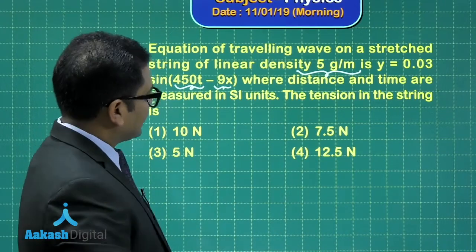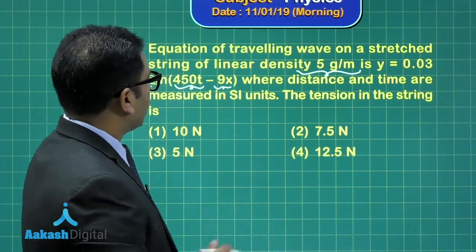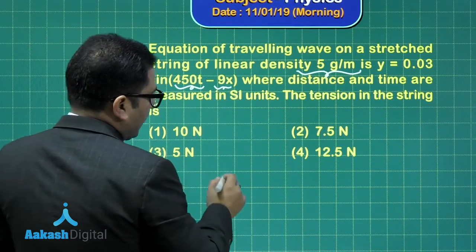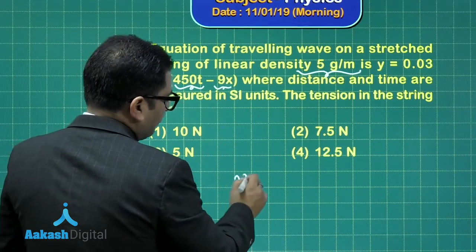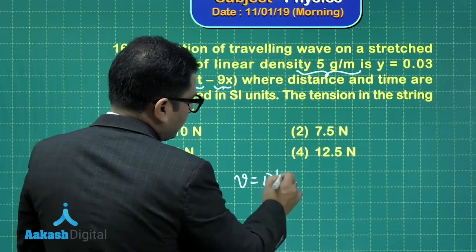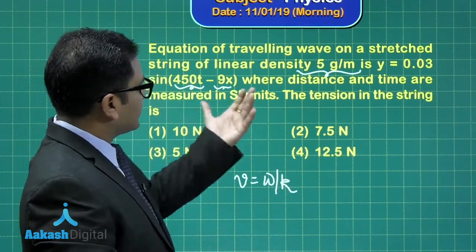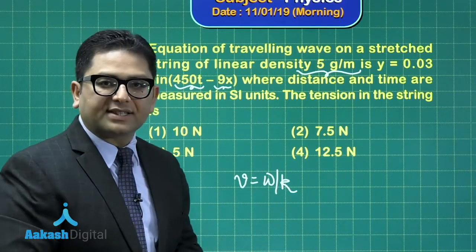We need to calculate the tension in the string. Now what I'll do is say, this is omega, this is k. So I can use the expression v equals omega by k. So omega is there and k is there. You'll calculate the value of velocity.